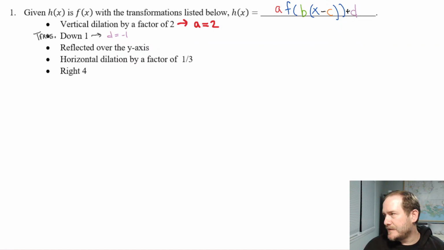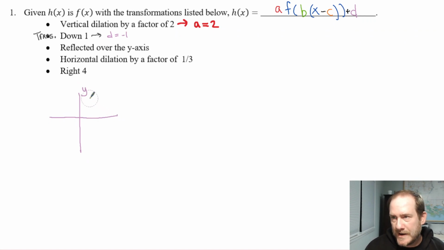If we reflect over the y-axis, let's see, whatever could that mean? The y-axis. If I reflect over y, then I'm changing the sign of x, right? If we started at x, we end up at negative x, or vice versa. To change the sign of x, you want your negative sign to be applied before the function is applied, so that's got to be the b value. So reflecting over the y-axis means that b is negative.